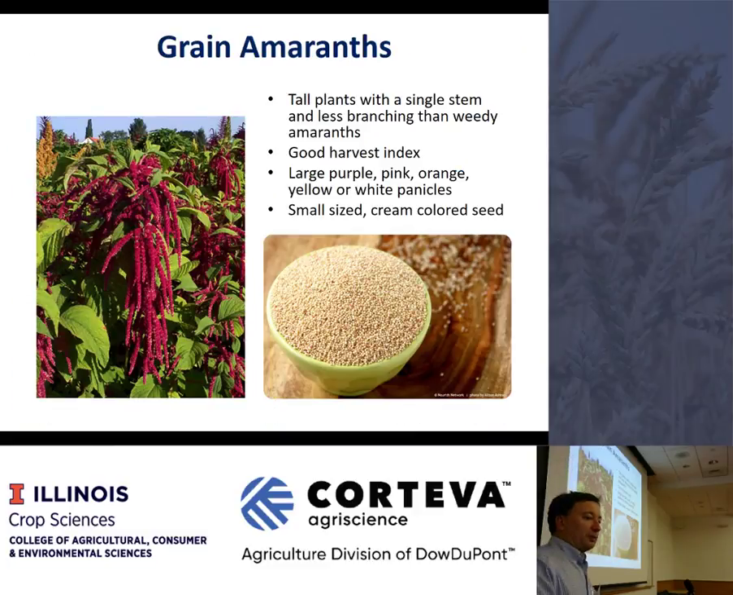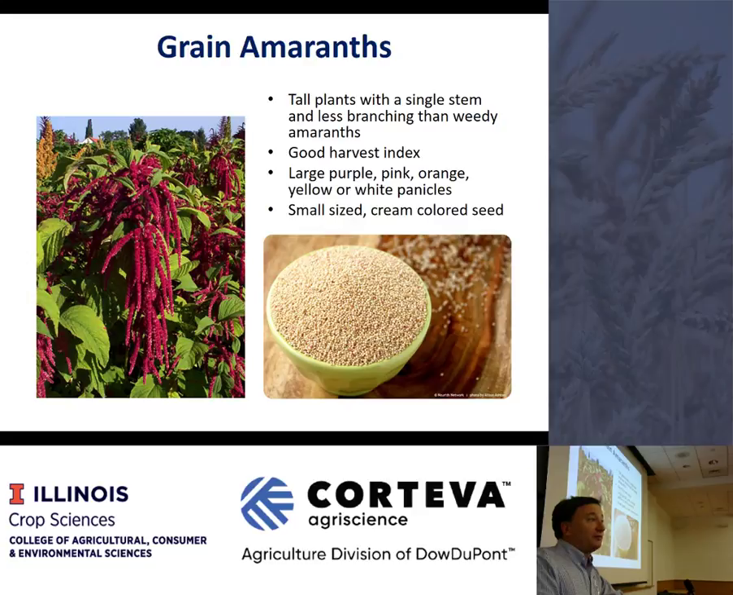They're tall plants in the case of cultivars, and they have a single stem usually with less branching than in weedy amaranths. They have a good harvest index. They have a large range in flower colors, which makes them attractive and gives the idea of using them for dyes. But they have only small-sized cream-colored seed in the case of cultivars. As you know, the weedy species are black or brown seeded.